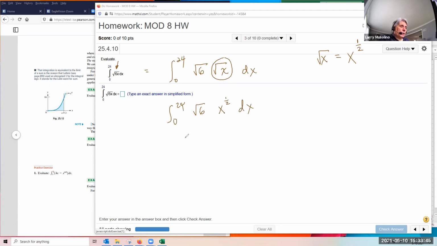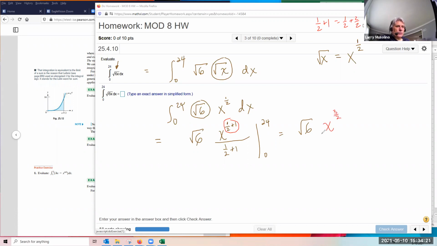All right, so let's work this out. This square root of 6, I'm just going to bring with me because that's a constant. Now I'm going to add 1 to the exponent here. This is the power rule that we just talked about. And I'm going to divide by that same expression, 1/2 plus 1, and evaluate this from 0 to 24. When you take 1/2 plus 1, that's the same as 1/2 plus 2/2, which is 3/2. So this is going to be x to the 3/2 divided by 3/2, evaluated from 0 to 24.